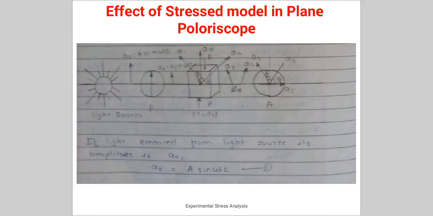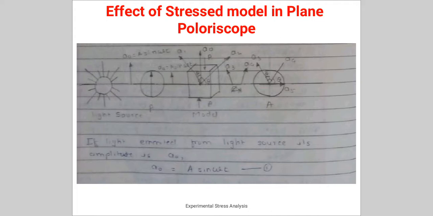When the light enters the photoelastic model with A0 amplitude, that A0 remains vertical as it is, but the photoelastic model is a double refractive material. What is meant by double refractive? When the model is subjected to the loading condition, it becomes double refractive, meaning if a single light ray is inserted into the photoelastic model in loading condition, then the single light ray is divided into two vectors. That condition is called double refractive.